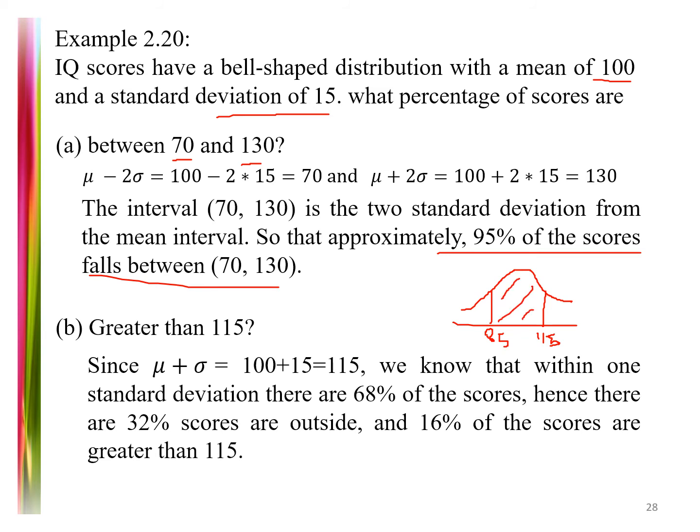But in this case, our question: what percentage of the scores are greater than 115? So that means this area. This is 68%, but this is symmetric. So the remaining 32% of scores are outside, meaning less than 85 or greater than 115. And this is also symmetric, so each tail should equal 32 divided by 2. That means 16%. So you have an answer: 16% of the scores are greater than 115. Okay.